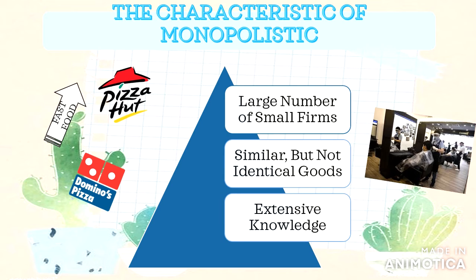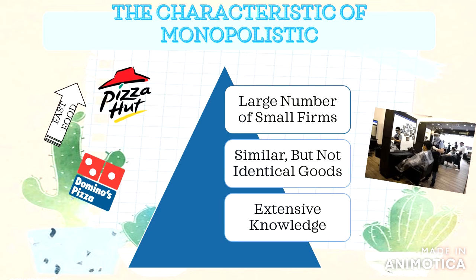For similar but not identical goods, each firm in a monopolistically competitive market sells a similar product, yet each product is slightly different from the others. The term used to describe this is product differentiation. Differences among products generally fall into one of these categories. The first one is physical difference, the second is perceived difference, and the third one is support service.